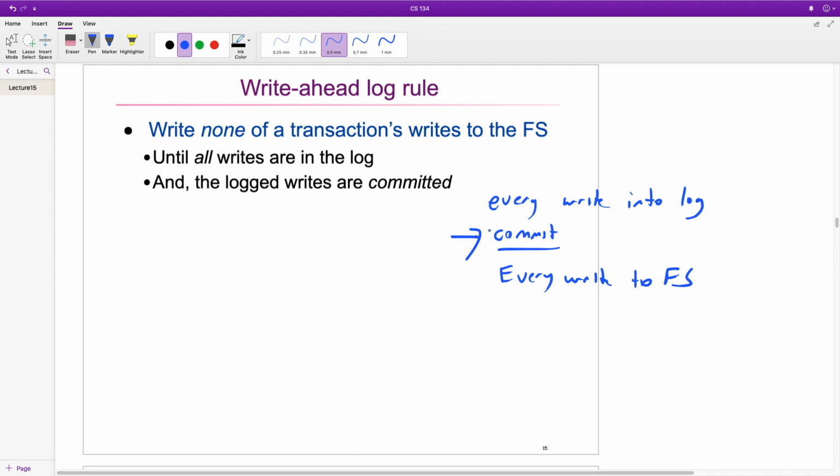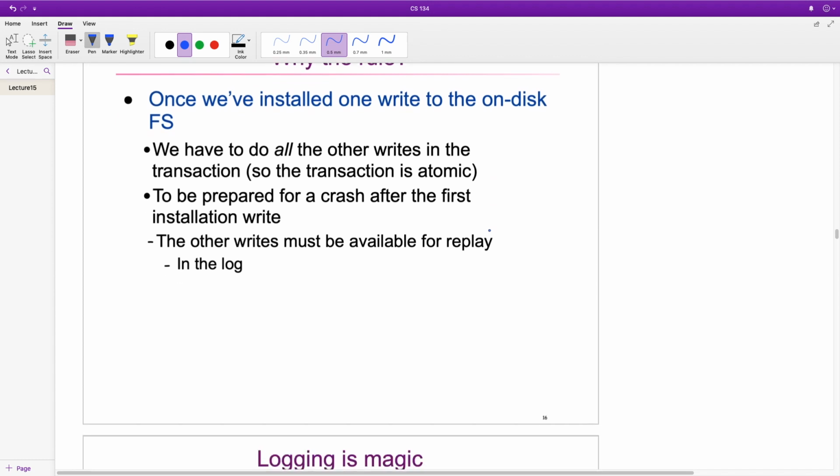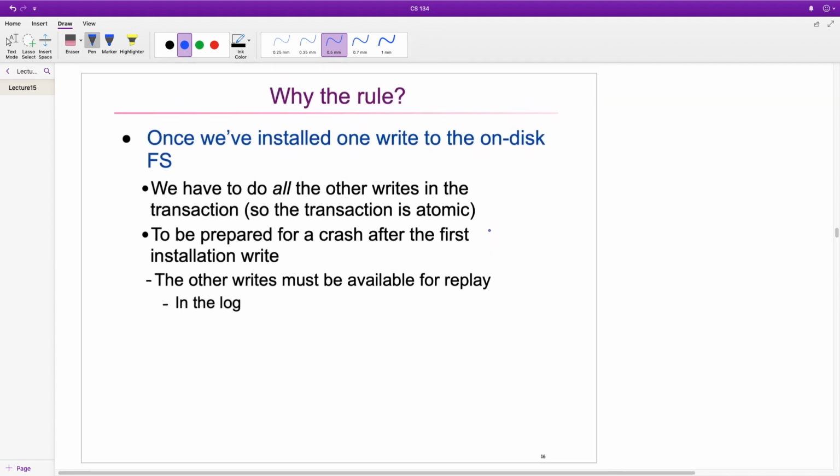Does that make sense? Okay. So, as soon as we write anything to the file system, we have to write everything else. Since we have to write everything else, we have to have everything else saved for us. And the only way we can do that, given that there may be a crash, is write it to the log. So it has to be on the disk, although not in the file system. Right? We're keeping the log someplace special. So the other writes have to be there. Where are they? They're in the log.